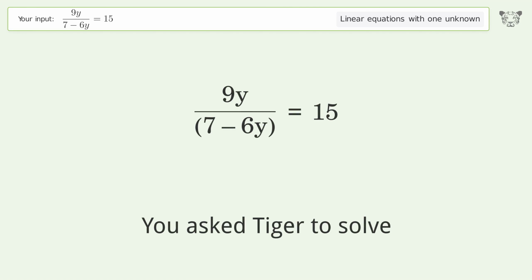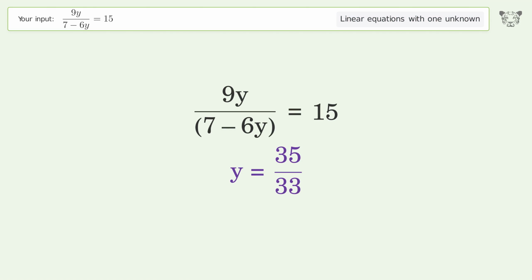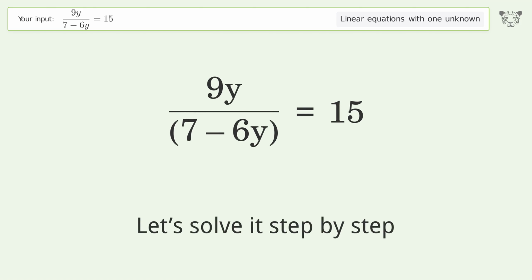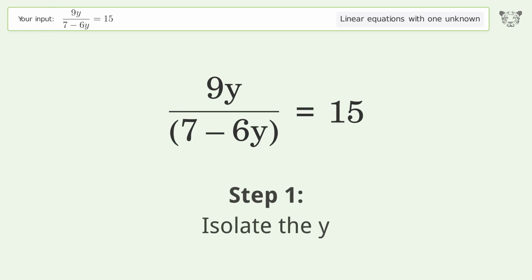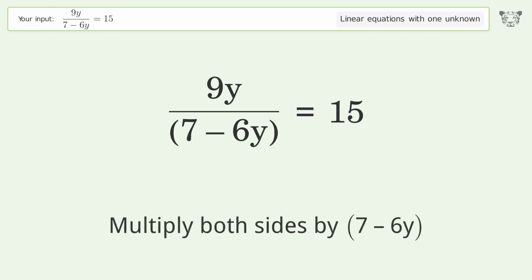You ask Tiger to solve. This deals with linear equations with one unknown. The final result is y equals 35/33. Let's solve it step by step. Isolate the y. Multiply both sides by 7 minus 6y.